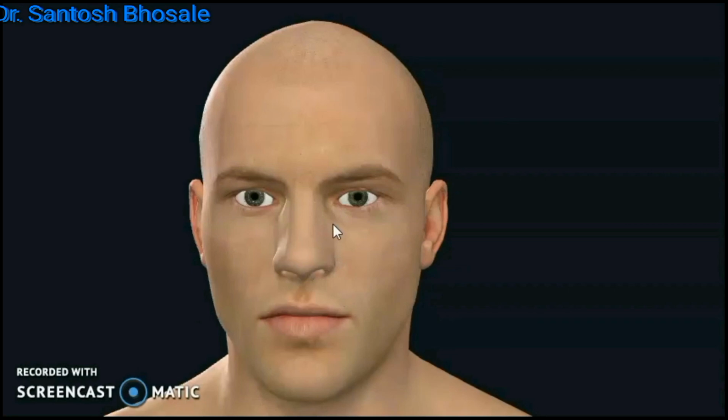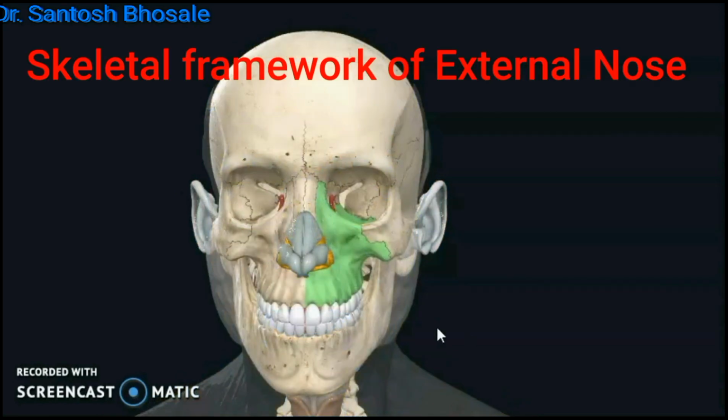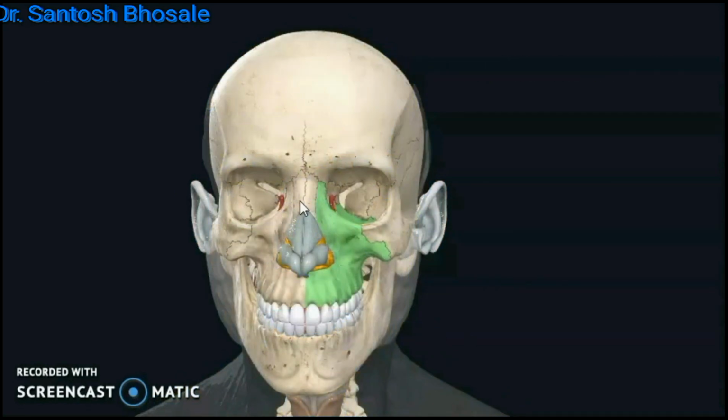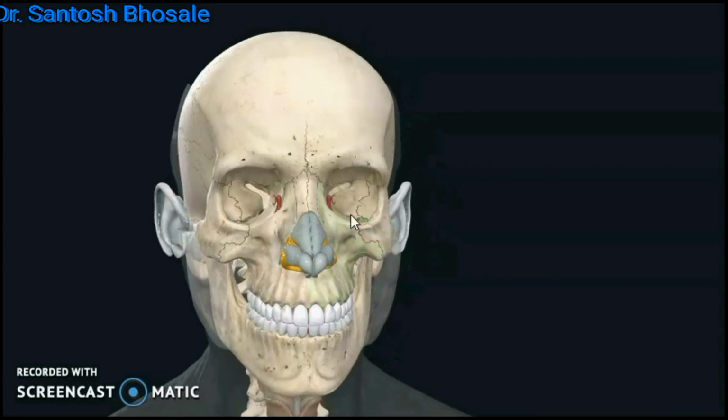You can see the skin is loosely attached to the bones, whereas it is firmly attached to the cartilages, and over the cartilage it is thick because of the fibrofatty tissue. And coming to the skeletal framework, above it is formed by the frontal bone and a pair of nasal bones, below and laterally by the pair of maxillae that we have discussed in the osteology of norma frontalis. Please go and check out that video in the channel.